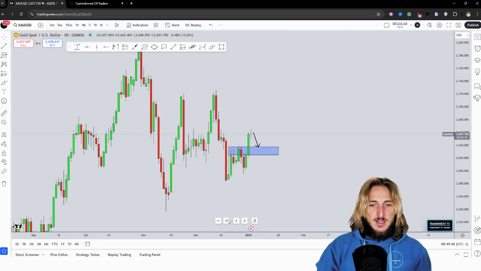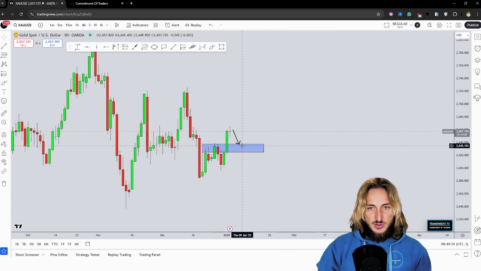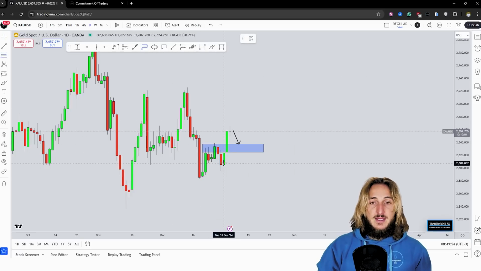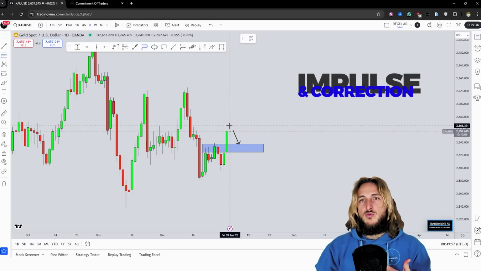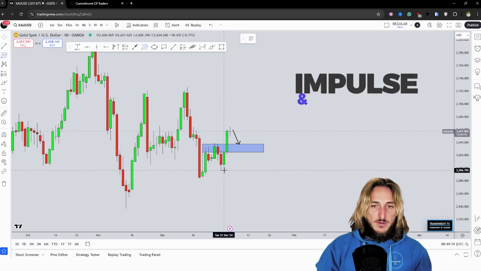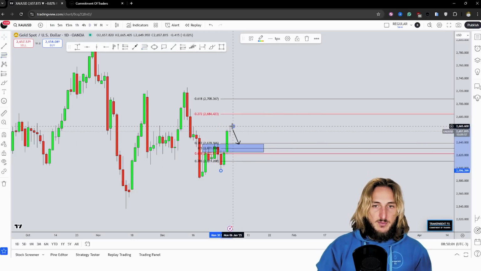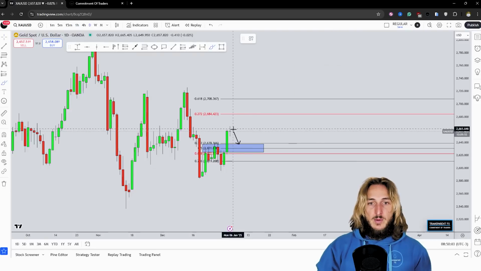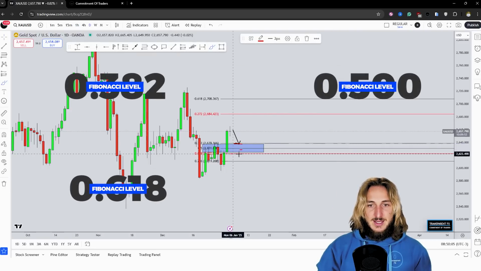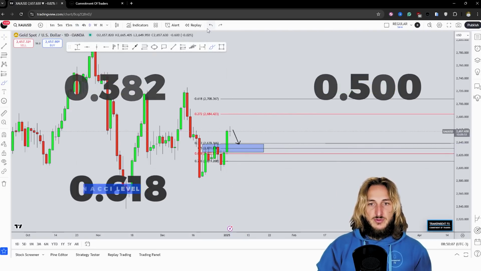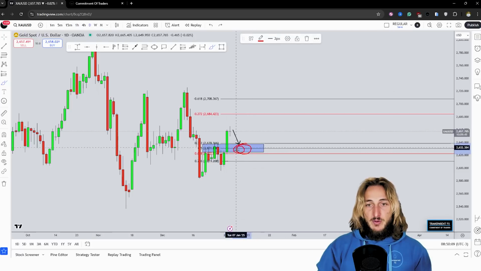So in a situation like this, as the market has broken above structure, if we see a correction to this zone, the first thing we have to keep in mind is that if we have an impulse and we want to measure the correction, we have to take our Fibonacci from the low to the high of the impulse leg. And if we do that, we can see how we have the 0.382, 50% and 0.618 Fibonacci retracements all lining up around this area.